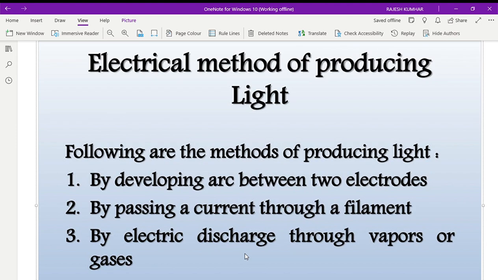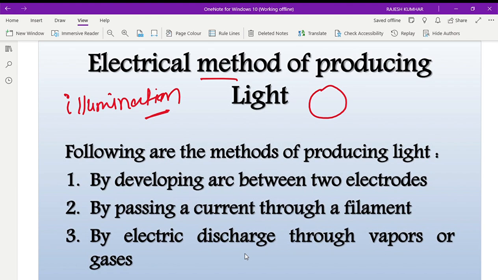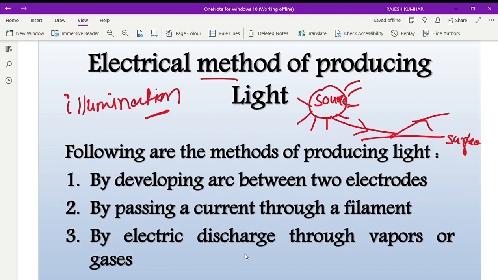Before starting the electrical methods of producing light, first we will discuss illumination. What is illumination? Okay. So first I will draw it. Suppose this one is the source, this is the surface, this is the human eyes.